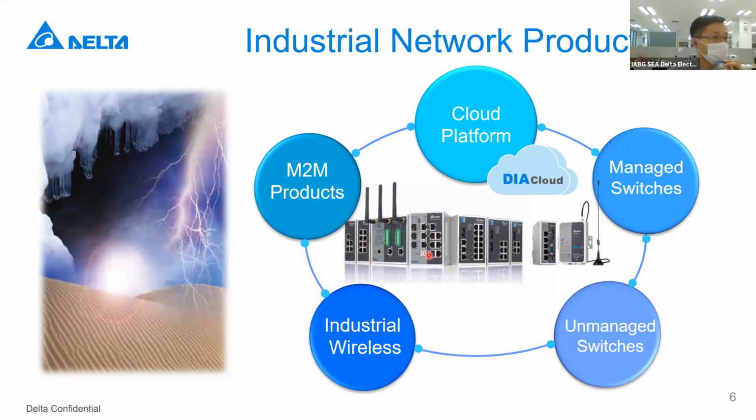Here's a little picture about our Delta Networks. You can see we support the cloud platform, and we also have managed switches and unmanaged switches. For managed switches, we support both layer 2 and layer 3. And also we have the industrial wireless switch, and machine-to-machine products.